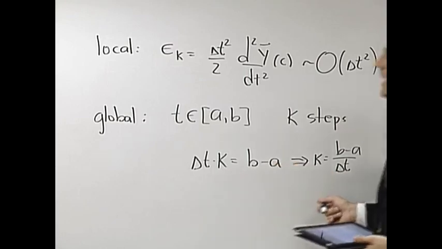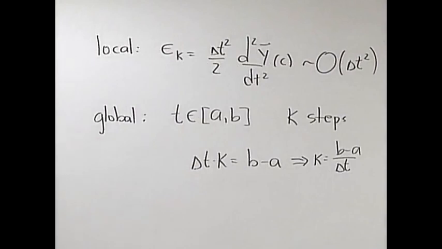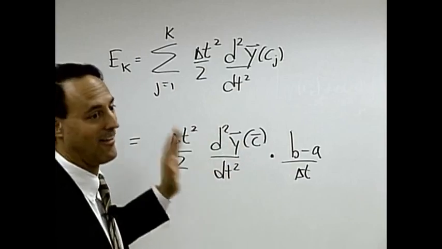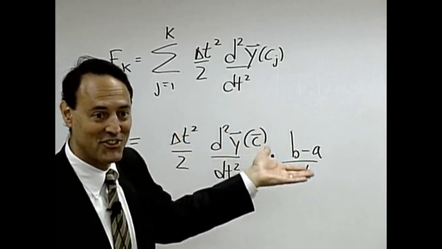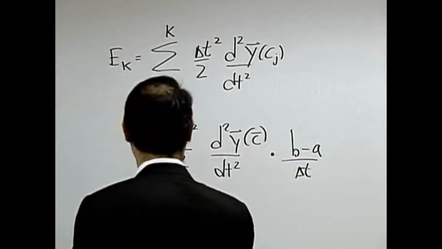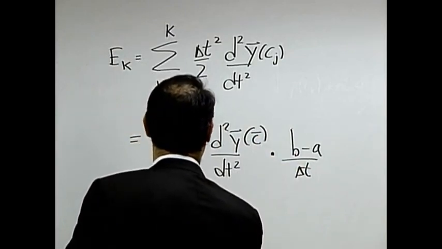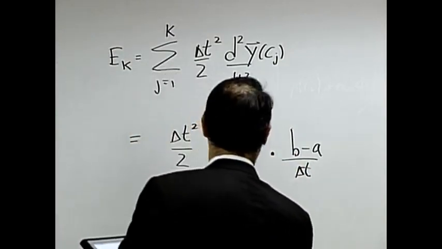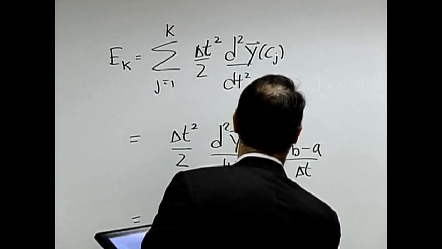I just did the division and put it in here. If k is that, I replace it by b minus a over delta t. And here's what's important: I have a delta t here and a delta t squared there, and one of them cancels.